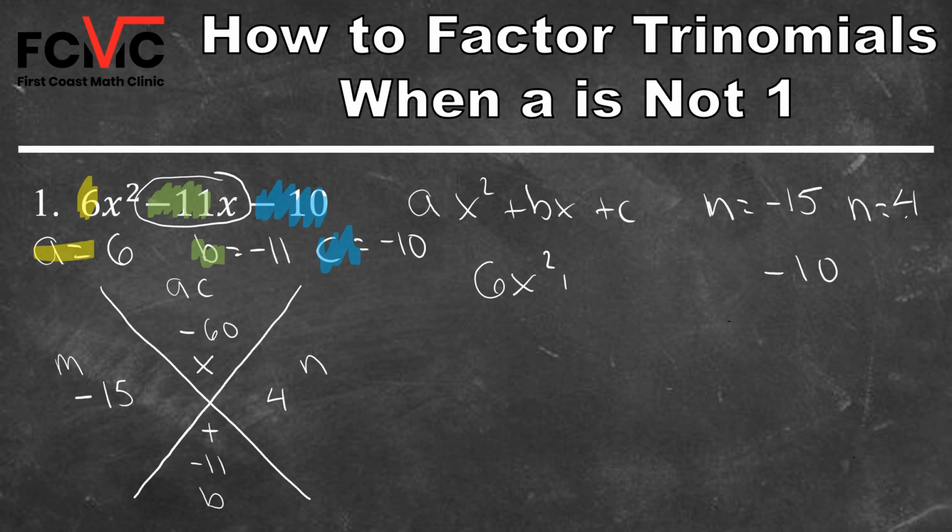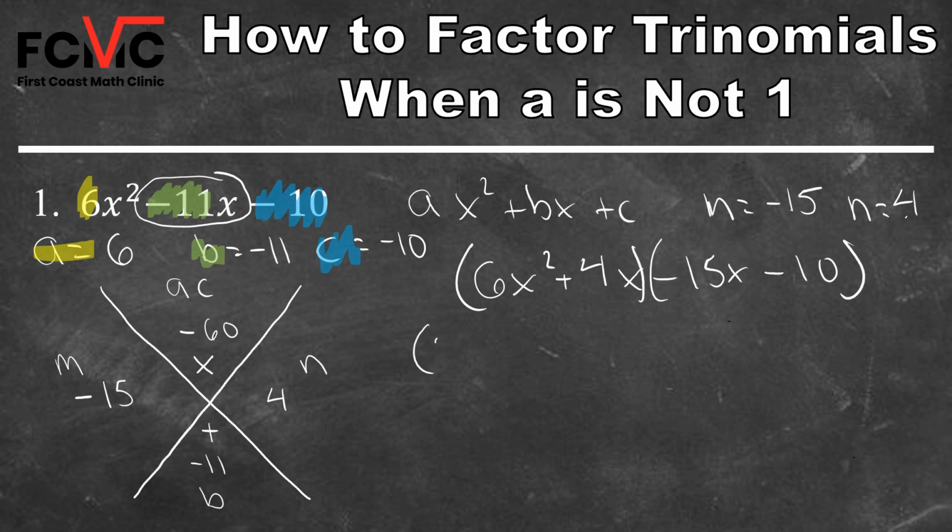So again, in math, we try something, see if it works. So there's another way we could do it. We do it a different way. All right, so I was able to switch those. 6x squared plus 4x minus 15x minus 10. So now we can group our first two terms, last two terms, and we want to factor our binomials now.